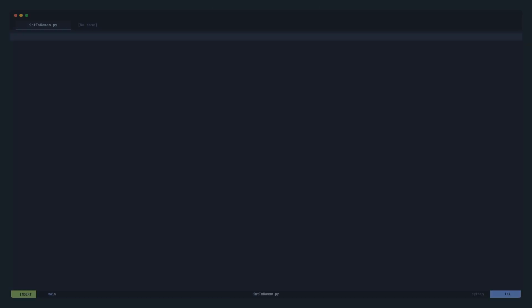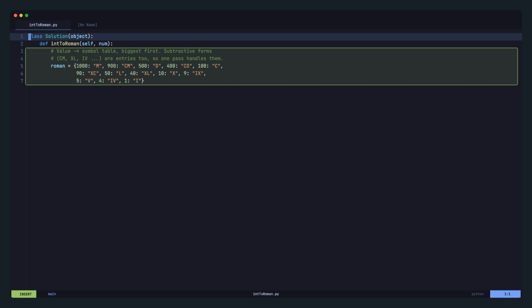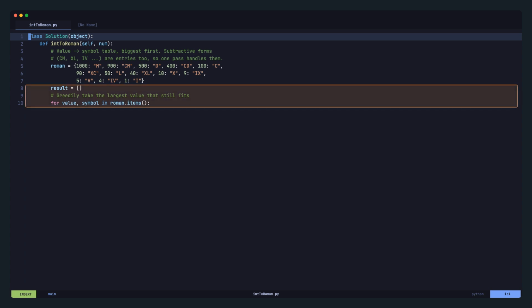Same logic now in Python. The class and method names match the starter exactly. Here's the heart of it. One dictionary, each value mapped to its symbol, ordered biggest to smallest, subtractive forms included. An empty list to collect symbols. Then we walk the table from the top, the largest value first.